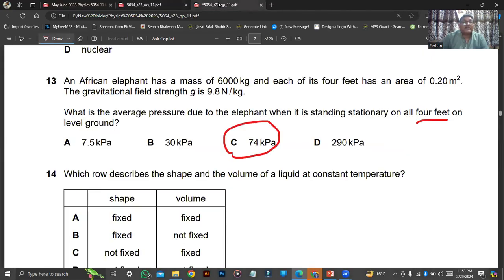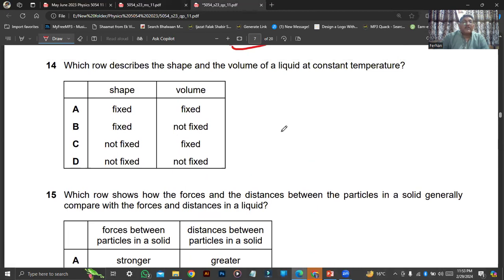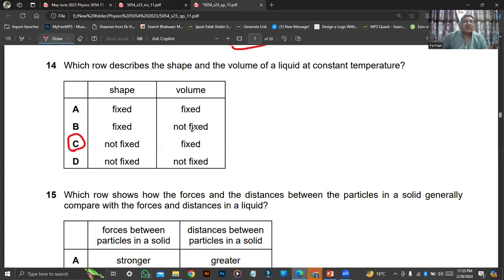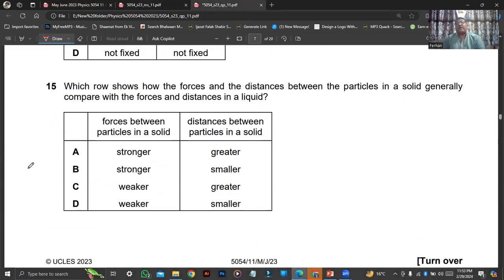C is the choice. Question number 14, he says, which row describes the shape and the volume of a liquid at constant temperature? At constant temperature, the volume of the liquid is fixed and the shape of the liquid is not fixed. Shape is not fixed and the volume is fixed. So I think C is the right answer. Question number 14, C is the right answer, sir. Okay, so we are going to the next question. That is question number 15.